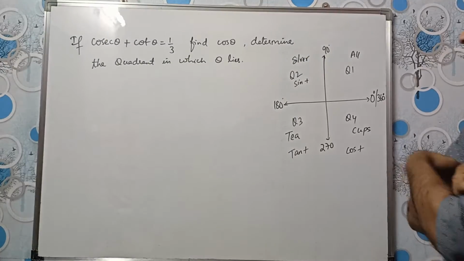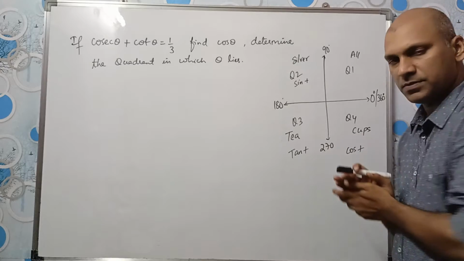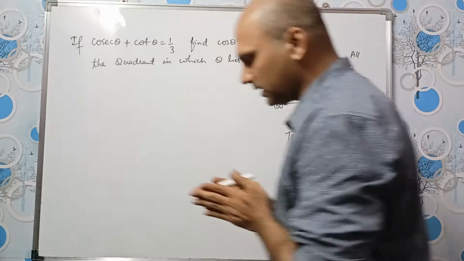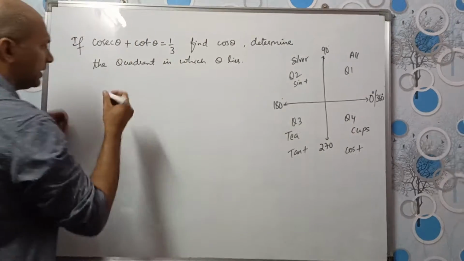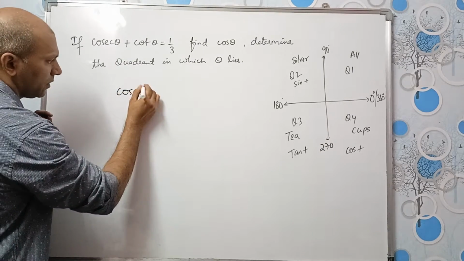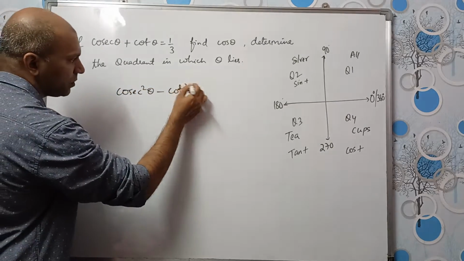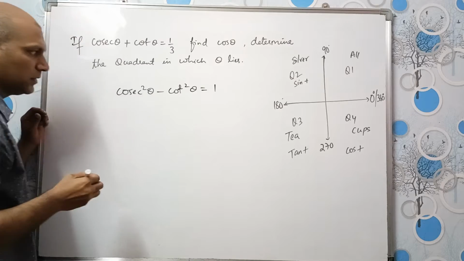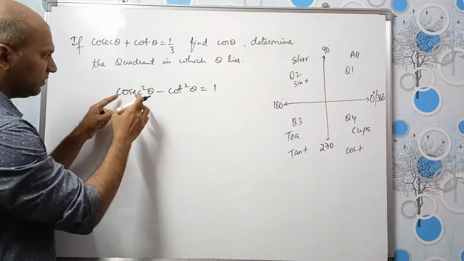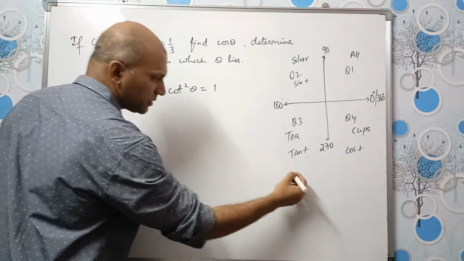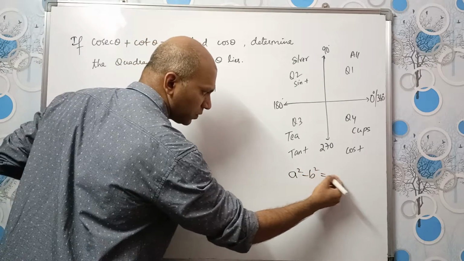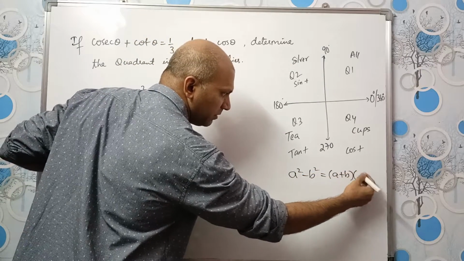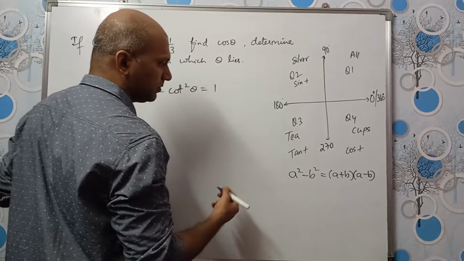Okay, we know this. Now see here, we have an identity: cosecant square theta minus cot square theta is equal to 1. Can we write this as a square minus b square? See, a square minus b square is (a plus b) multiplied by (a minus b), right?